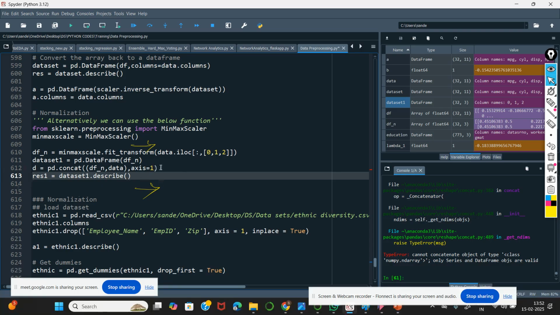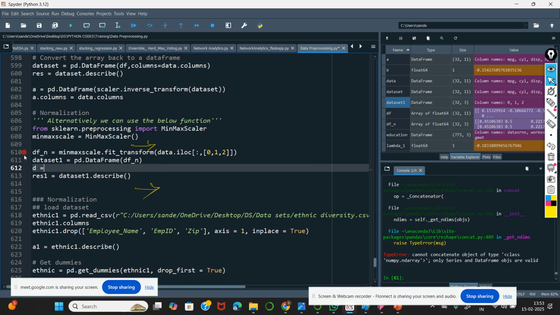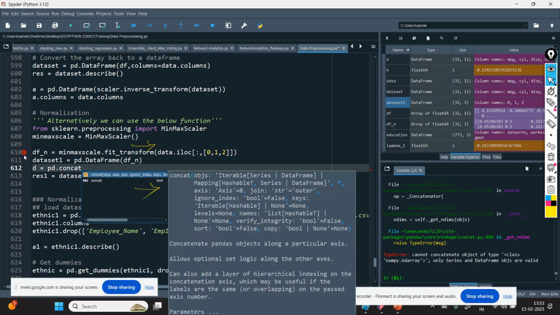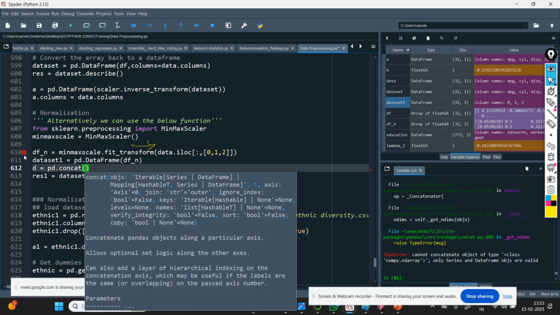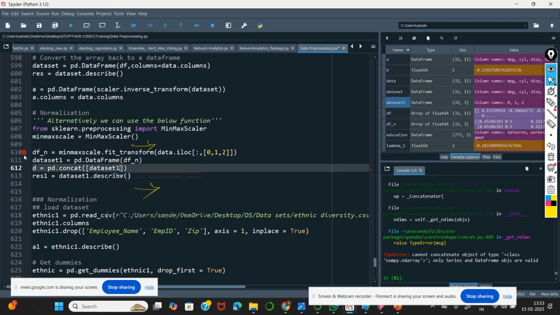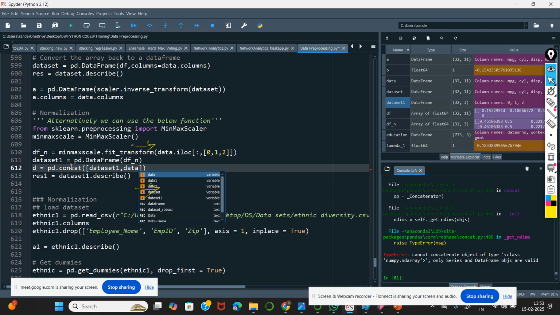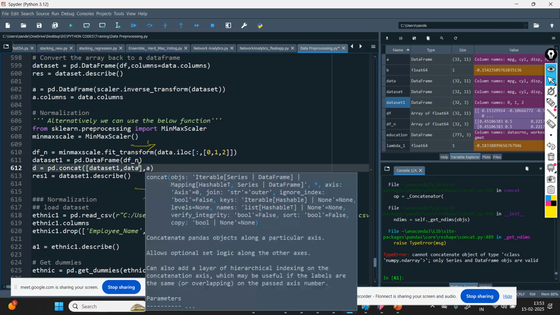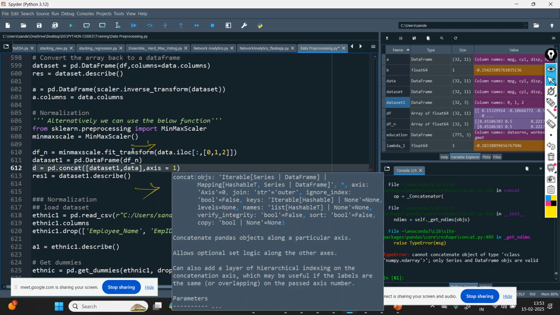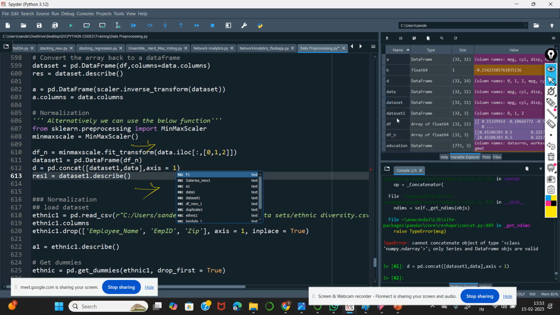Syntax problem. D is equal to pd.concat, shared data frame. Oh, I wrote dataset 1 here, I should write df_n, dataset another one is data. That's fine now. Give it something called axis equals 1, axis equals 1, let's run it. Now it's fine.